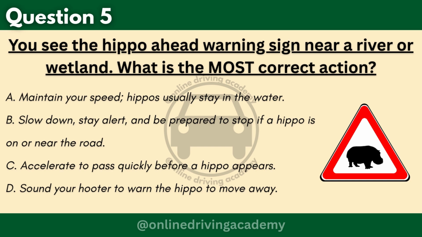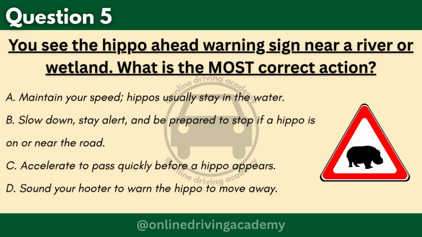Now again, this question is very similar to the horse and the horse rider question. So with option D, it says to sound your hooter to warn the hippo to move away. That is incorrect. With option C, it says accelerate to pass quickly before a hippo appears. Again, if you're accelerating and a hippo suddenly enters your lane, what's going to happen? You're going to end up knocking that hippo. Hippos can move very quickly. I'm not sure if you guys have seen videos of hippos running, but they can move very quickly.